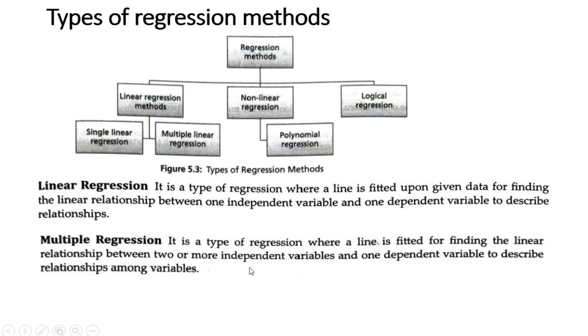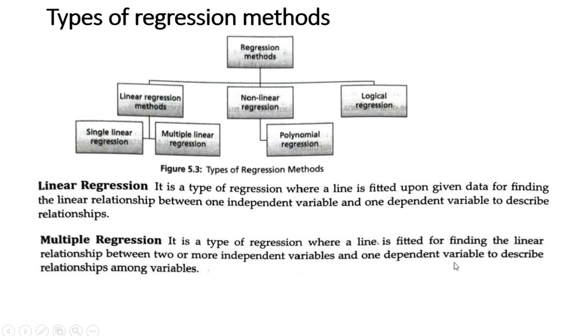Multiple regression is also a type of regression where, again, you are finding a linear relationship just like the previous one, but the difference is that in multiple regression you have two or more independent variables and one dependent variable. So in linear you have one independent variable, one dependent variable, that is one x variable, one y variable. But in multiple you may have x1, x2, x3 but only y.